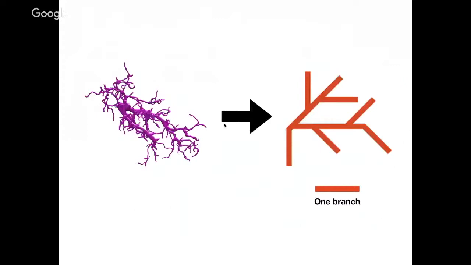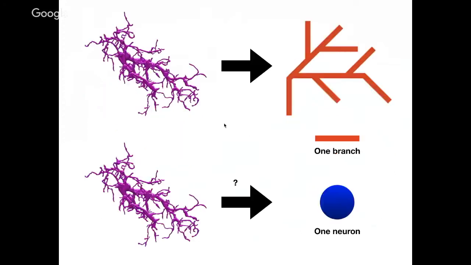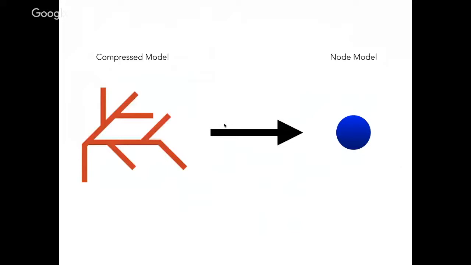So the way we're going to do this is that when we made this model, we made a simplification where we took each branch and made it correspond to one branch in a dendrite. So why don't we go even simpler by taking this whole complicated structure in a neuron and simulating it as if it was just one neuron? So the question is, how would we get there? The idea is that we made a simplification by saying we're going to take the compressed model and compress it even more into this one single node model.